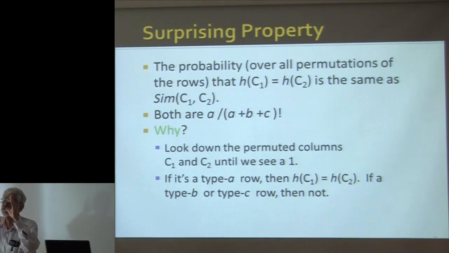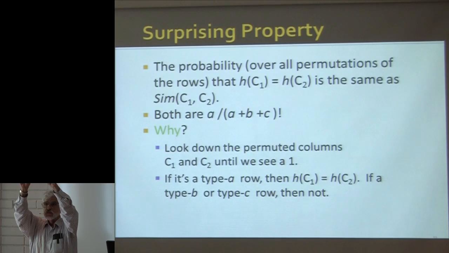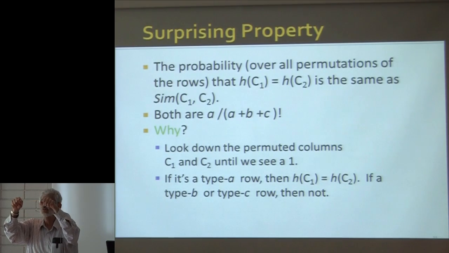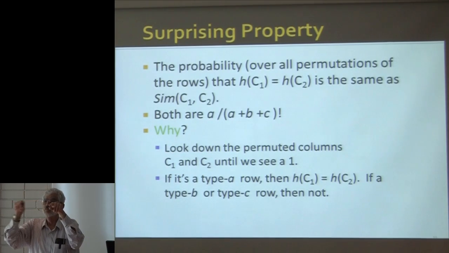Here's what I want you to imagine. Again, the rows are permuted in this random order. Start at the top of the columns. Keep going down until I see a 1 in at least one of those columns. The first time I see a 1, if I see 1 in both columns, then it's a type A row, and I'm going to assign the same min hash value to those columns because that's the top 1 in both of the columns. Suppose I see a 1 in this column but a 0 in the other column. Then this row will be the min hash value of the column that has the 1, and the min hash value of the other column will be something further down, definitely not equal.